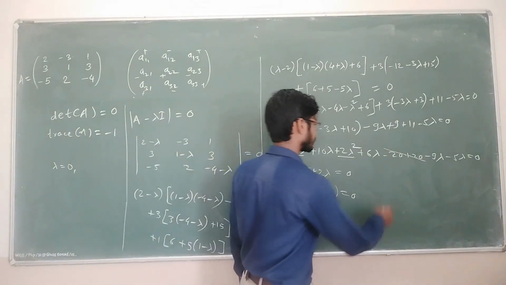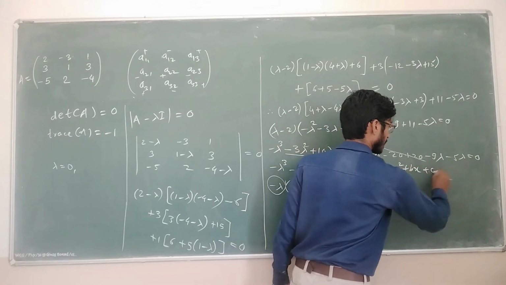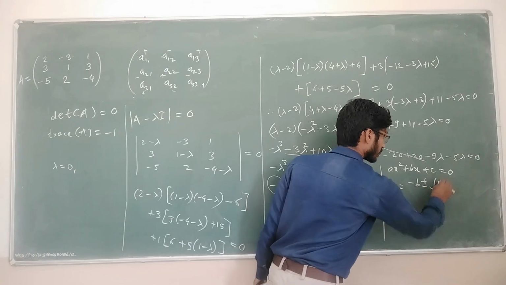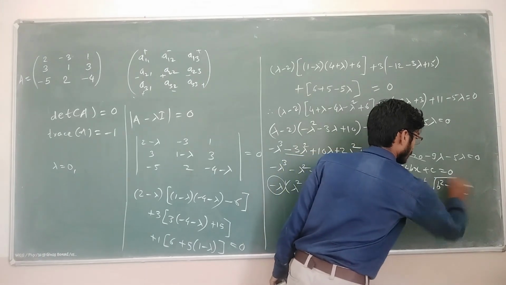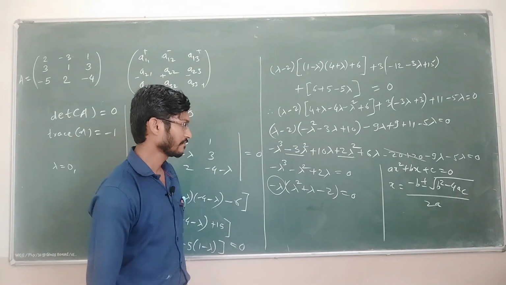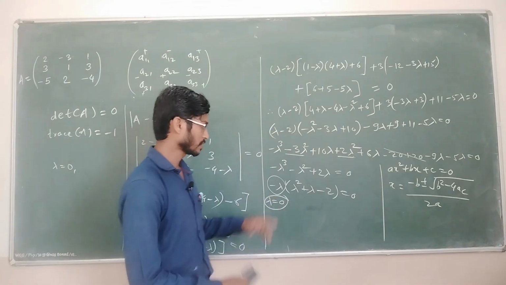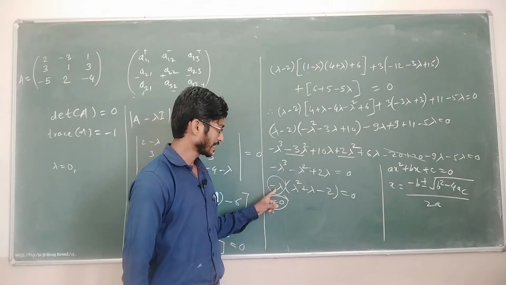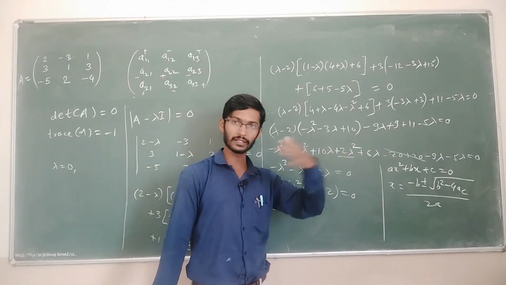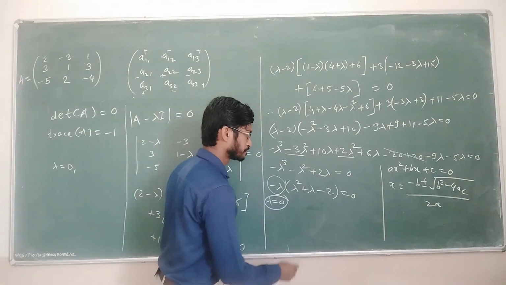If ax square plus bx plus c is equal to 0, then x is equal to minus b plus or minus square root of b square minus 4ac, divided by twice a. So we will use the same formula here and find out. Here you can see, this is the product, so either this has to be 0 or this has to be 0. So minus lambda is equal to 0 means lambda equal to 0. Now we will solve for this using that formula.